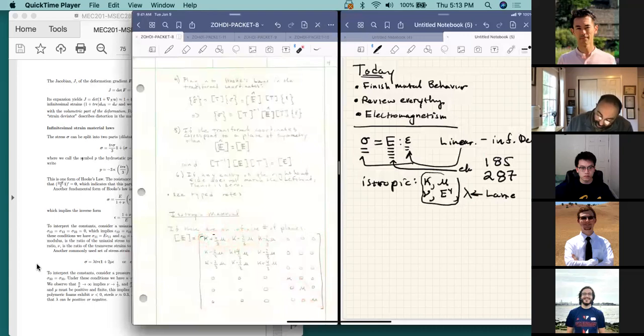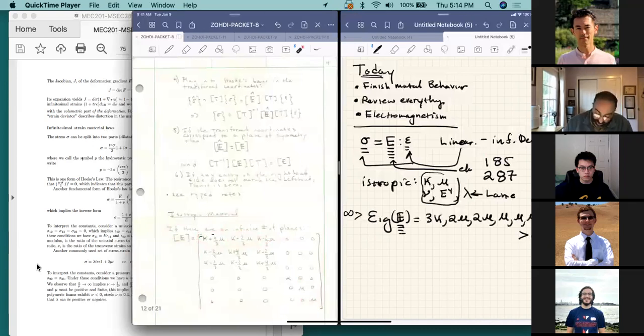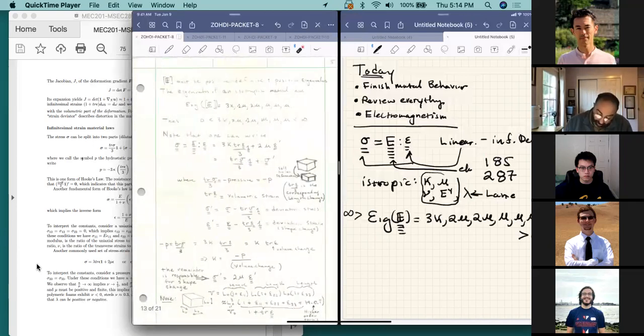And of course, the eigenvalues of E are important because they have to be positive definite. So those things are 3 kappa, 2 mu, 2 mu, mu, mu, and mu. And of course, those have to be always positive, and of course, also less than infinity. So that has very physical reasoning that it's not difficult to understand why. So finally, at this point, when we write the constitutive law, there's a compact way of writing it.